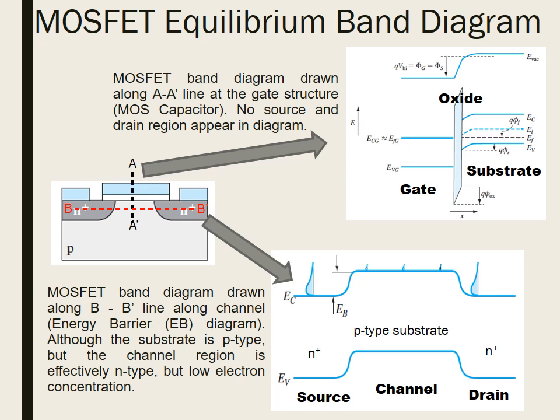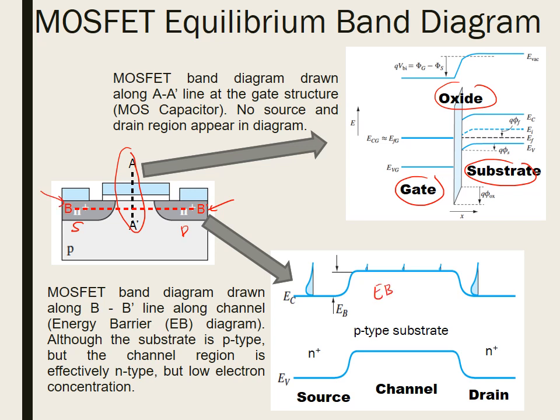In the MOS capacitor discussion, we used the Venn diagram that was drawn along the A' line at the gate structure. The Venn diagram includes the energy levels of gate, outside layer, and substrate. This Venn diagram is suitable to discuss the mechanism of gate voltage VGS without the effect of VDS because source and drain are not stated in the Venn diagram. To include source and drain, especially to discuss the effect of drain source voltage, the cross-section along the B' line is drawn, which is called the energy barrier or EB diagram.